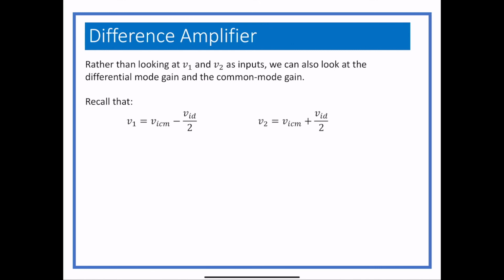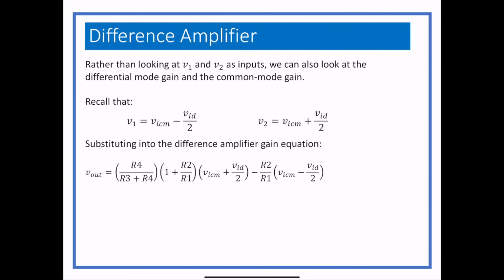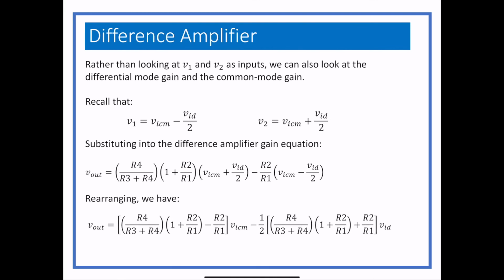So if we substitute that into the difference amplifier gain equation, we get the first value that was multiplied by V1 and the second value multiplied by V2, but now we've actually got a mixture of VICM and VID, which we just need to separate out. And this is just algebraic. When we go through and do that, we have a bunch of resistor ratios times the common mode voltage minus 1/2 times a bunch of resistor ratios times the differential mode voltage.